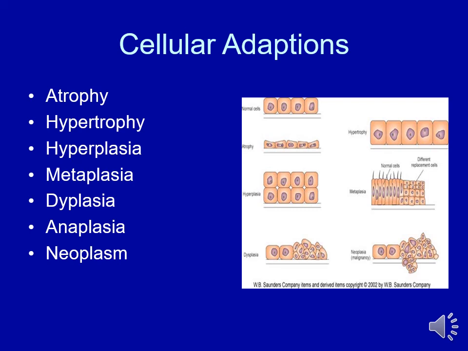Now, anaplasia refers to cells that are undifferentiated and have variable nuclei and cell structure. Anaplasia is associated with a malignancy or cancer and is the basis for grading a tumor. So remember, anaplasia is the basis for grading a tumor. The word neoplasm means a new growth, a tumor, and it could either be benign or malignant.